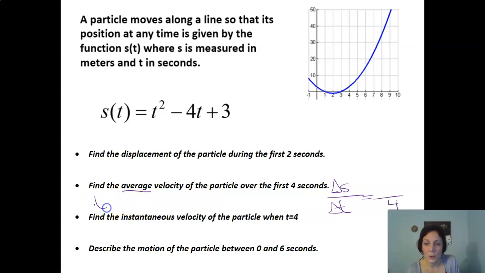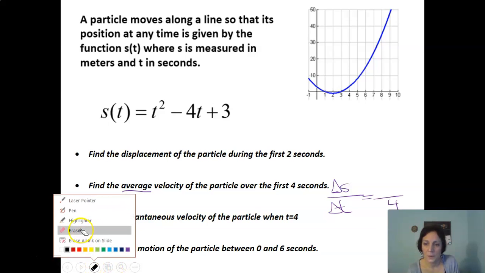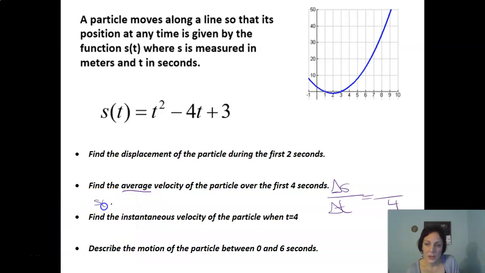Okay. So we know that S of 0 is 3. We've used that before. So now we need S of 4. So that would be 16. Ooh, minus 16. We get 3 again. Okay, so it started at 3, and it ended at 3.